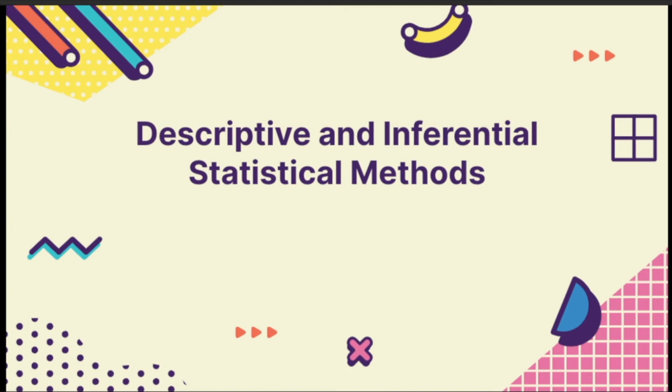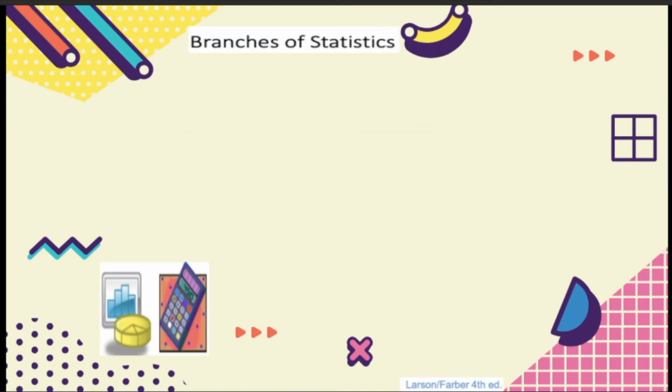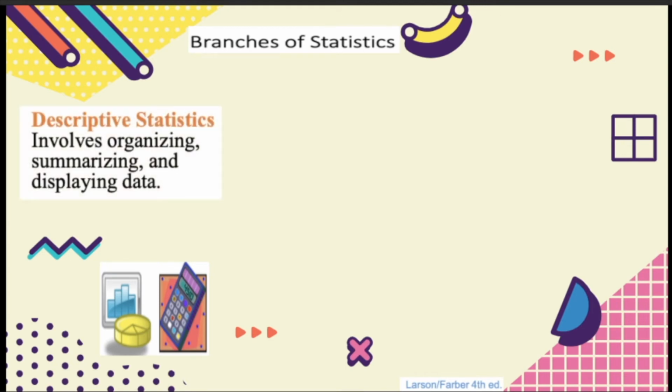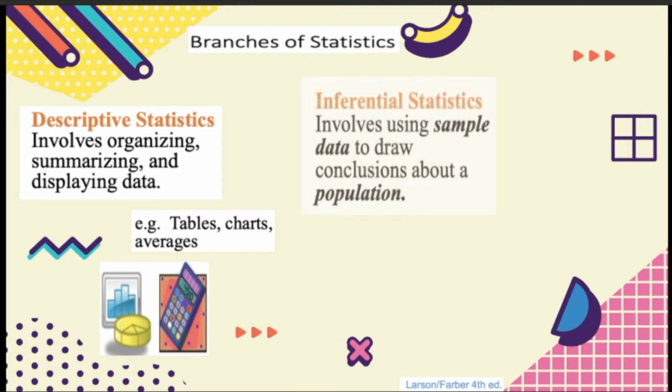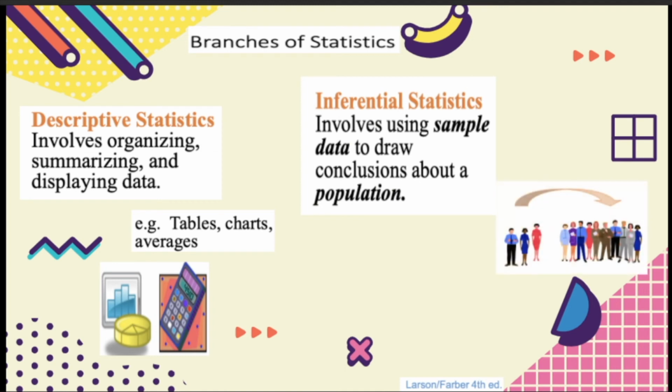Now that we already know about parameters and statistics, let's move on with descriptive and inferential statistical methods. They are also called the branches of statistics. Descriptive statistics involves organizing, summarizing, and displaying data. If you can see tables, charts, and graphs, then this is descriptive. But inferential statistics uses sample data from which we can draw conclusions about a certain population.